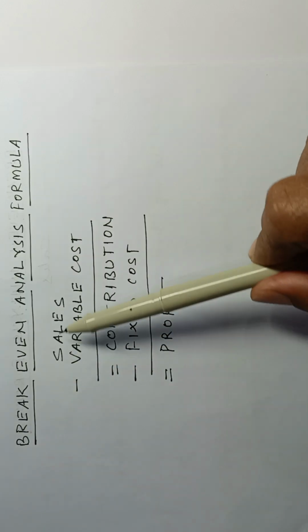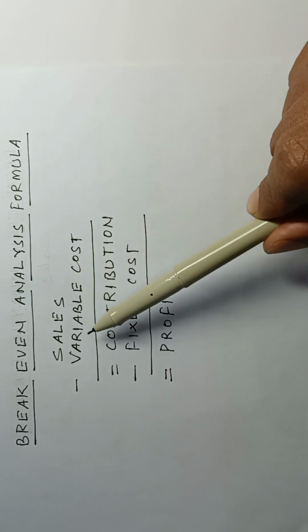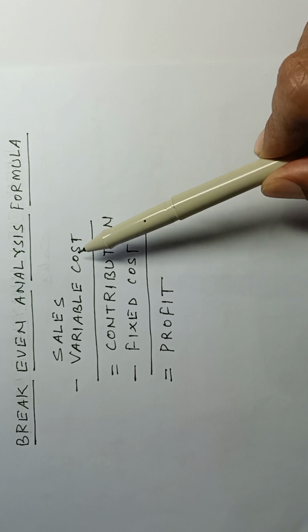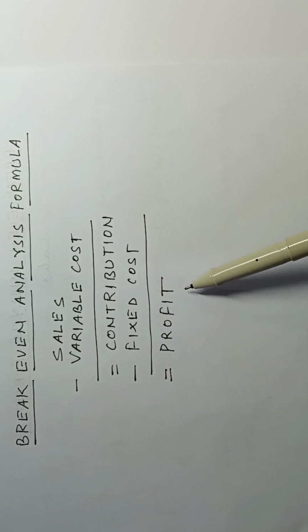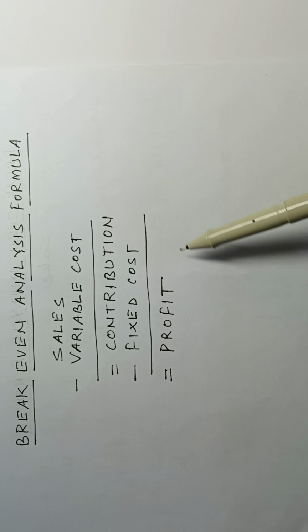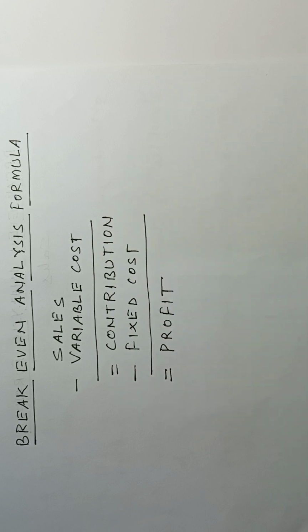Now we will see break even analysis formula. First sales, and from sales we will deduct variable cost, we will get contribution. From contribution we will deduct fixed cost, we will get profit. So from these figures, whatever given here, we will enumerate certain formulas.